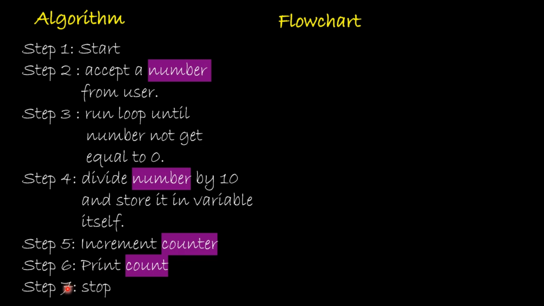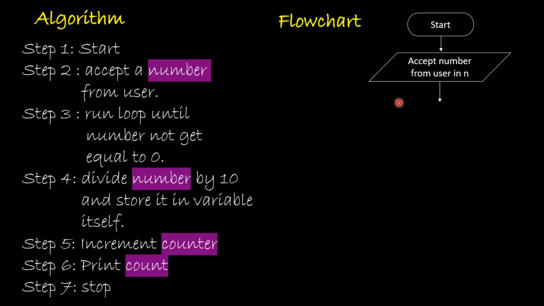Now we will see the whole flow of execution using a flowchart. The very first step of the algorithm is to start, so we'll start our flowchart. After that, the second step is to accept a number from a user, so we'll accept a number in the n variable. Now we will see the execution using an example. Let's see, if the user entered 40.